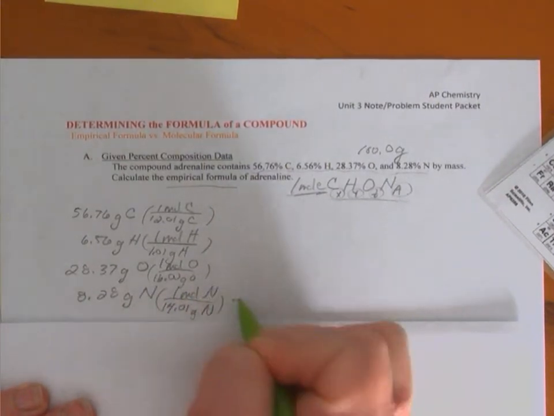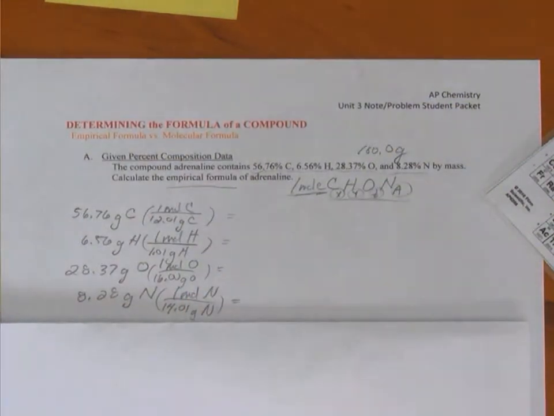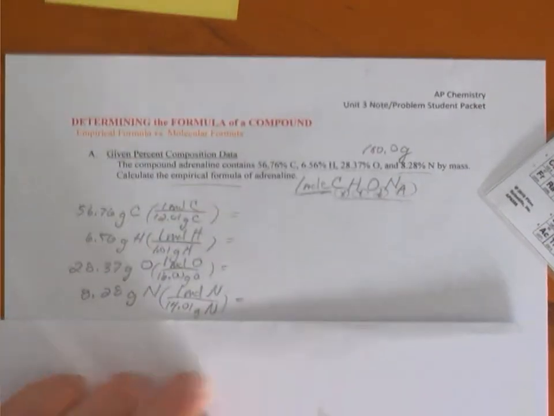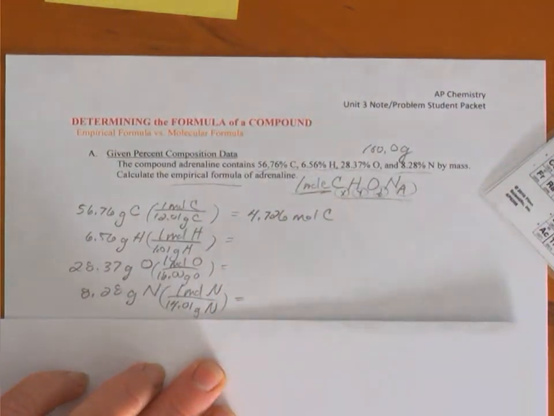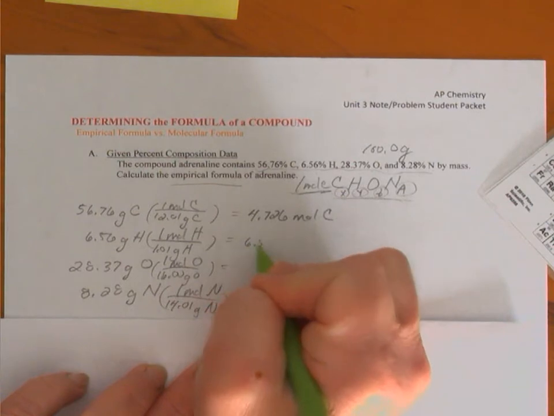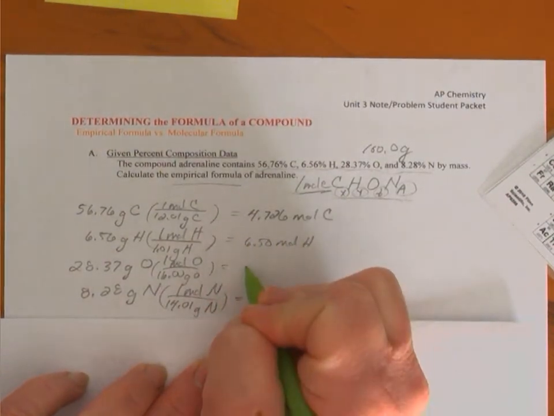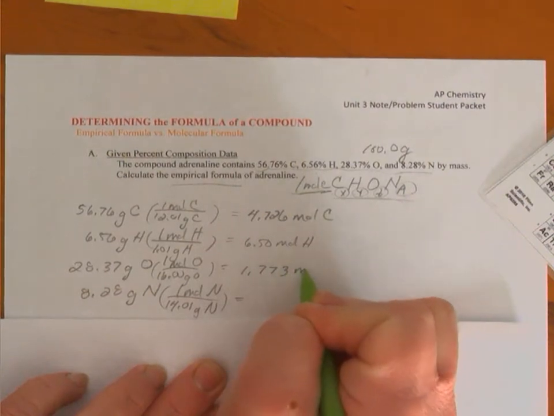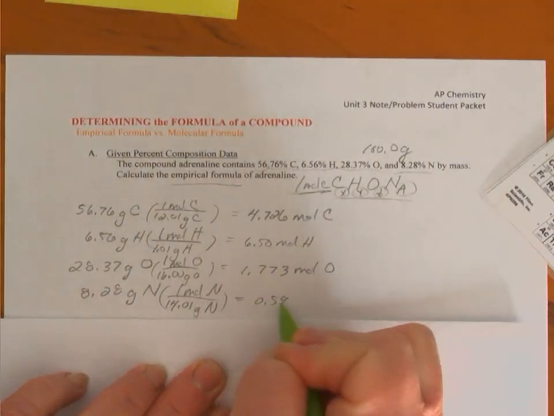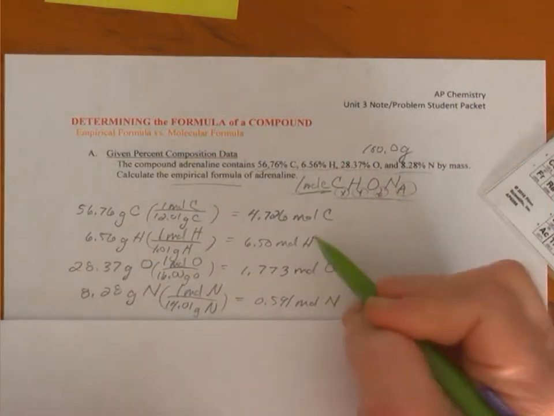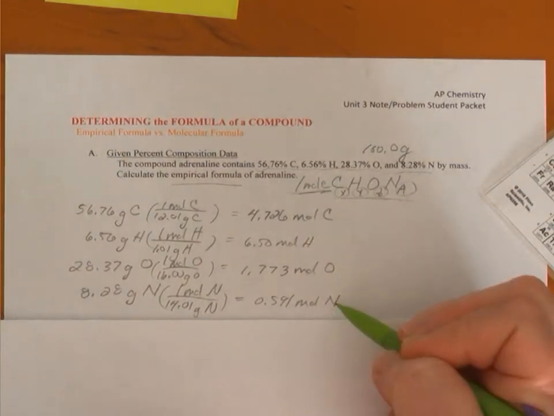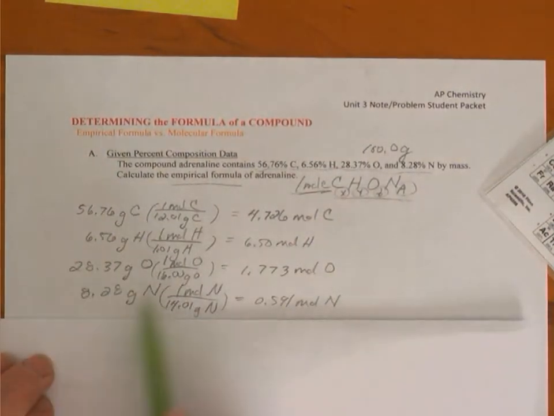All right, and we want to get our answers obeying significant figures, of course, and we will calculate this to be 4.726 moles of carbon. This is 6.50 moles of hydrogen. Then we have 1.773 moles of oxygen and 0.591 moles of nitrogen. All right, what next? Well, we have our moles as they appear per this given information. Where do we go next?